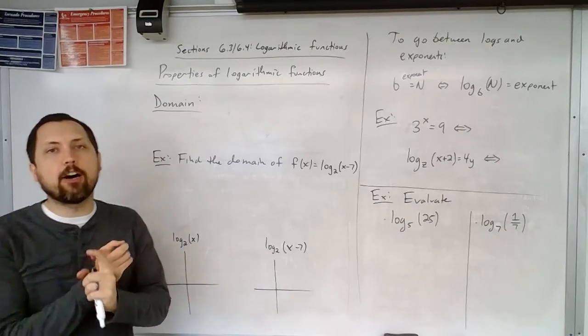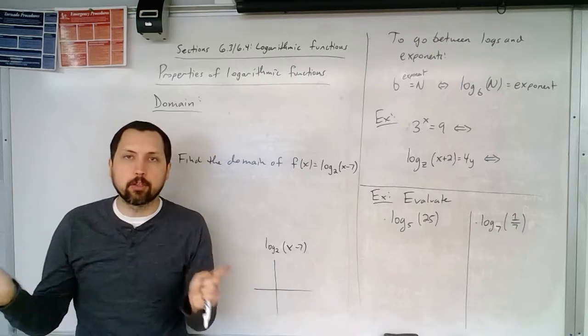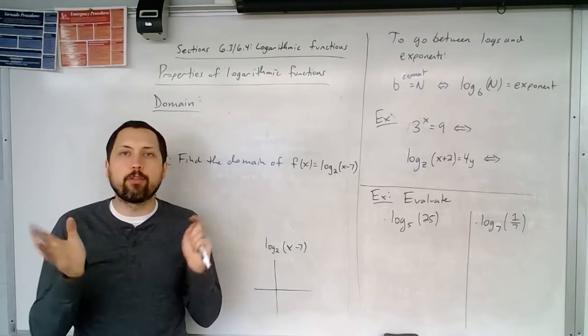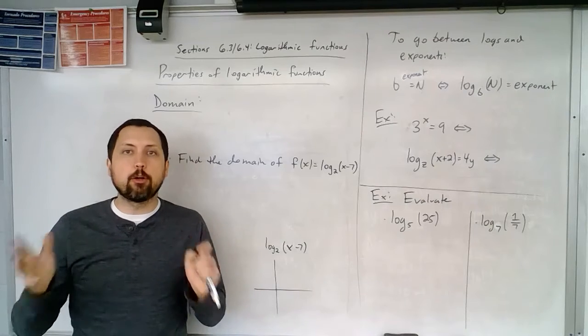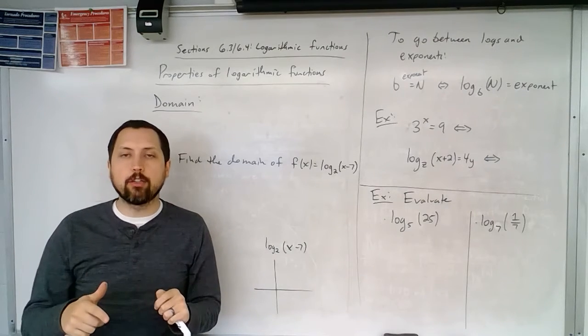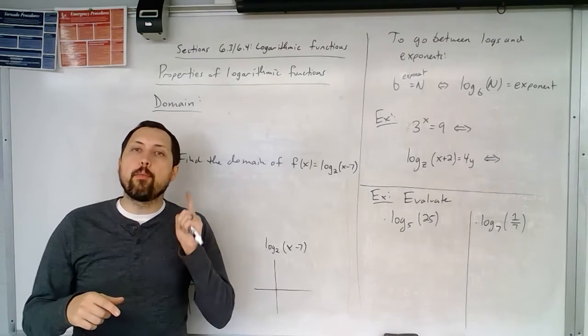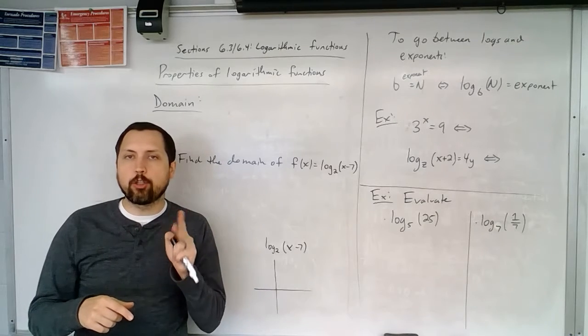The domain of a linear function is all real numbers. The domain of a quadratic is all real numbers. The domain of a polynomial function is all real numbers. The domain of an exponential function is all real numbers. So we had other rules about restricted domains.